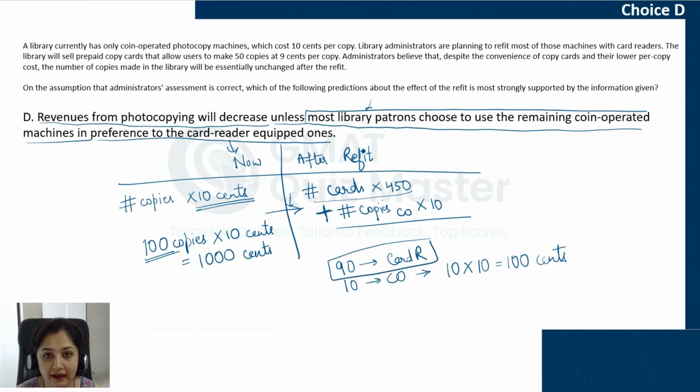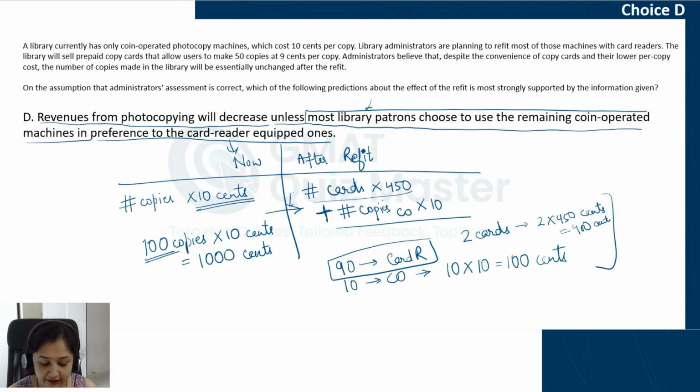You know that one card can give at max 50 copies. So for 90 copies, you would need at least two cards, which means 2 into 450 cents. That is 900 cents. So in this example, we can see that the revenue is constant even though most of the library patrons are not preferring the coin operated machine. Similarly, this was the first case in which these 90 copies were coming from two cards. This could be coming from three cards, in which the revenue will increase to 3 into 450 plus 100.